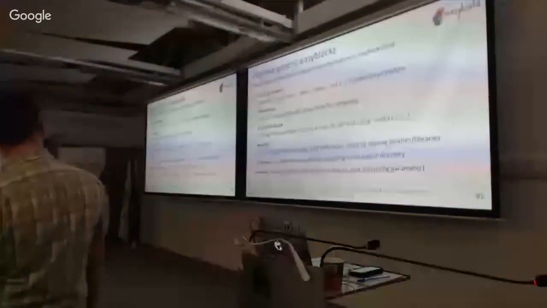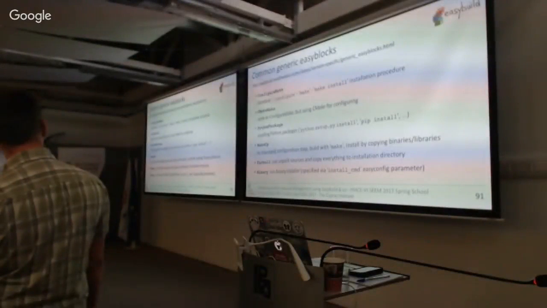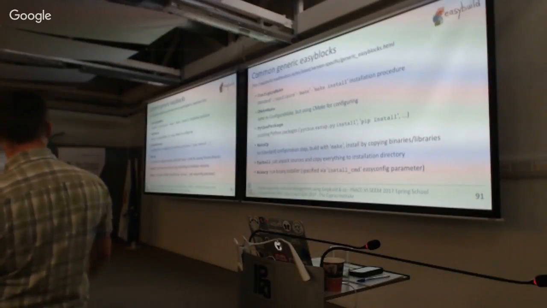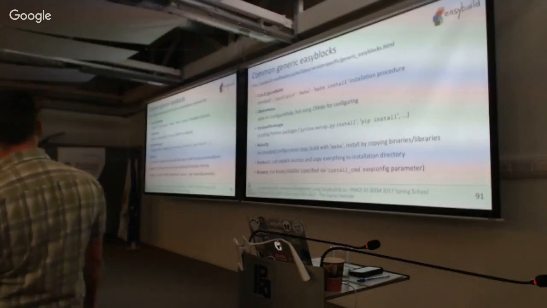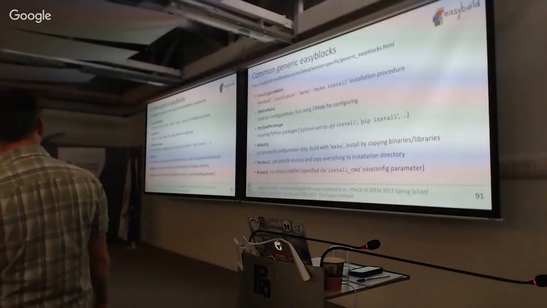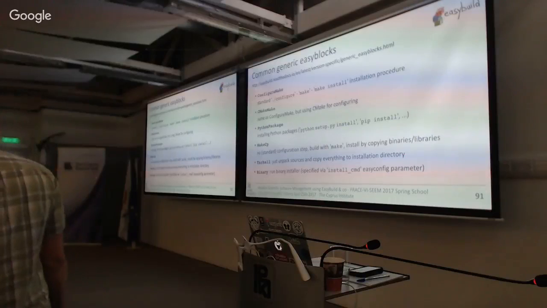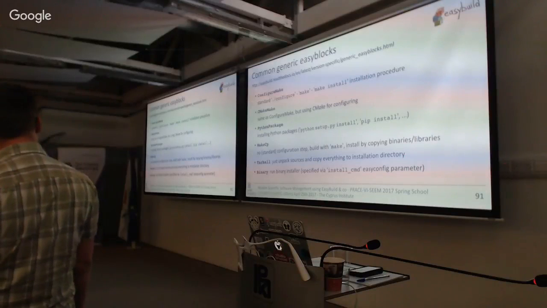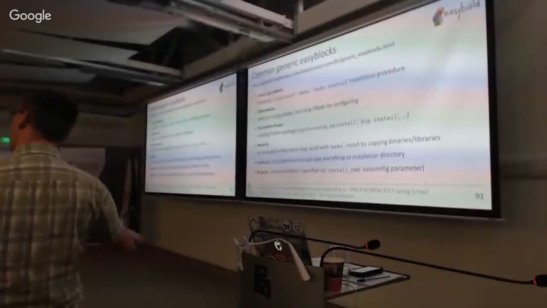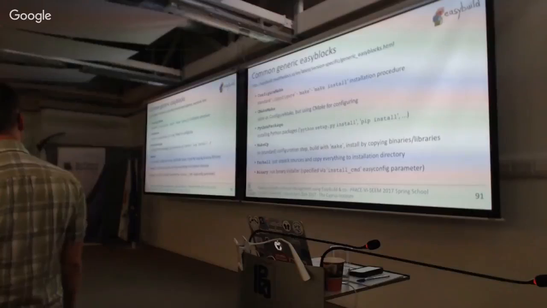Some generic EasyBlocks that we use a lot. I already mentioned ConfigureMake, which is used for 400 or 500 of the tools we support. Standard configure, make, make install. Of course, configure gets the prefix where things need to go, and you can add your own configuration options quite easily. CMakeMake is another common one, same as ConfigureMake, but using CMake rather than the configure script. Python packages have their own EasyBlock, so you can tell it to use the Python setup file install, or use pip, or use any of the other Python defaults.